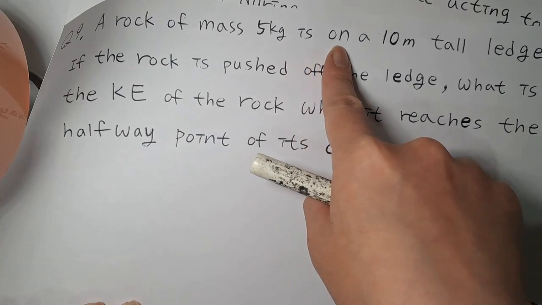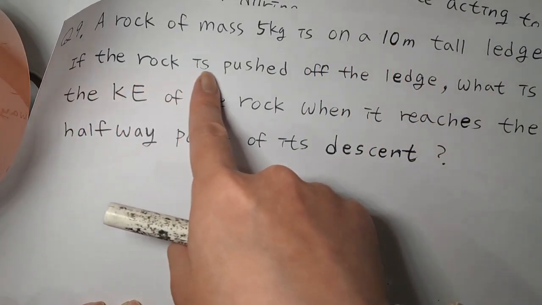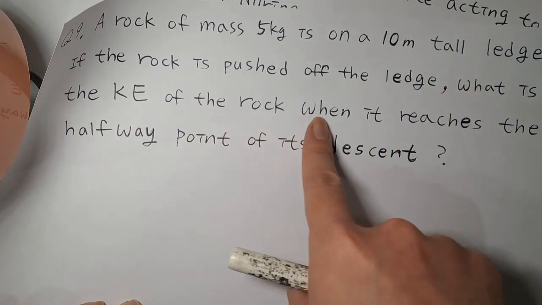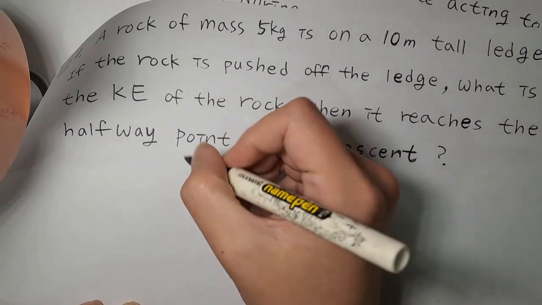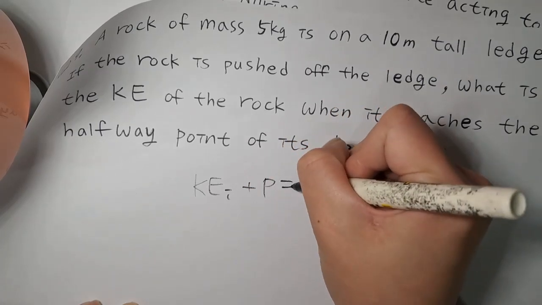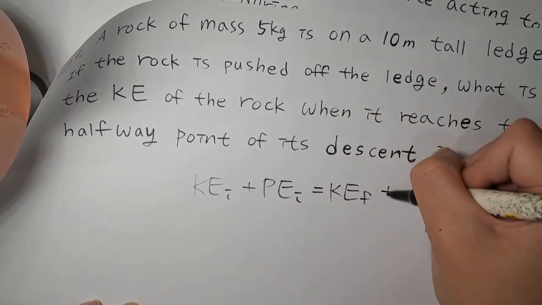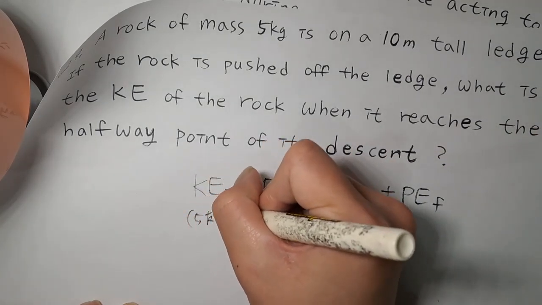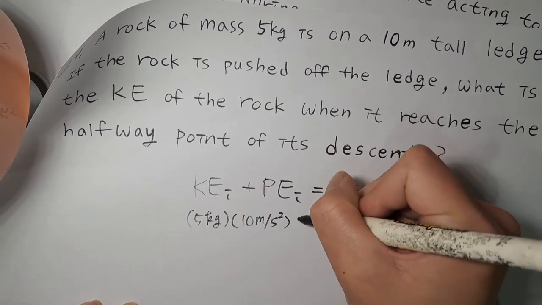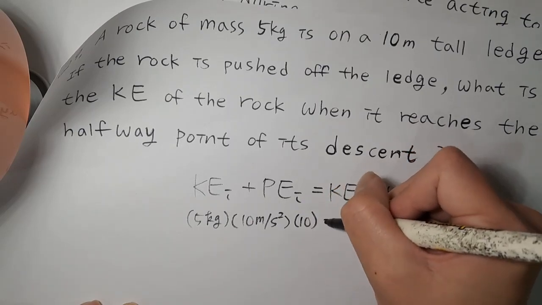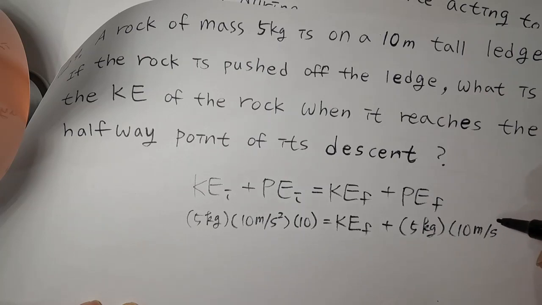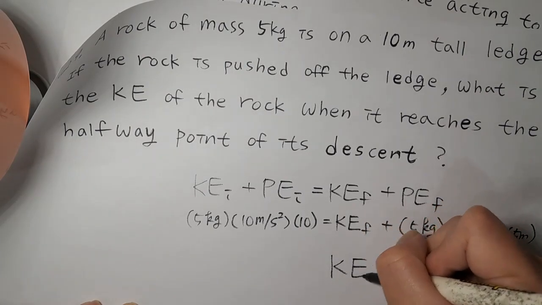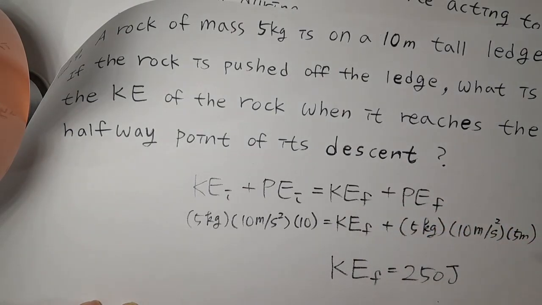A rock of mass 5 kilograms is on a 10-meter tall ridge. If the rock is pushed off the ridge, what is the kinetic energy of the rock when it reaches the halfway point of its descent? So this is going to be the equation we are going to use. So the final kinetic energy is going to be 250 joules.